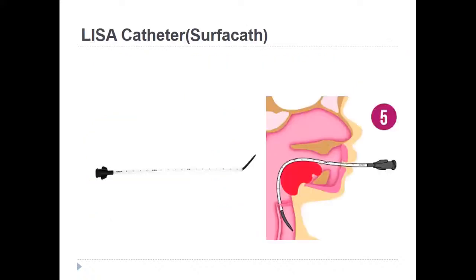So this is a LISA catheter, where, rather than intubating the baby, we open with a laryngoscope, we see the airway, and we can insert this just beyond the epiglottis, beyond the vocal cords, and then we can give the surfactant.